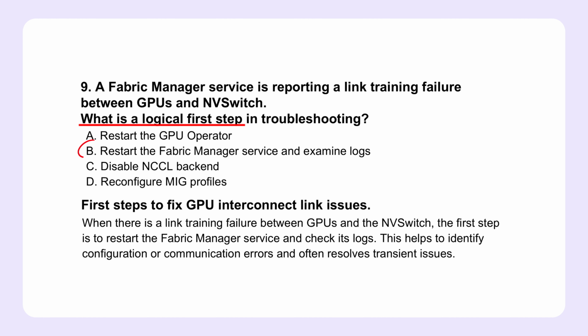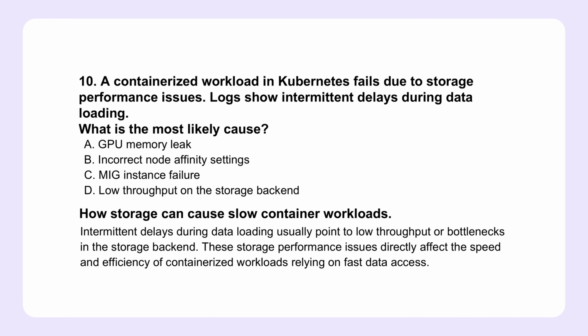They should provide specific error messages or clues about why the link failed to train. Is it a configuration issue? A problem with a specific GPU or cable? The logs are your starting point for diagnosing that low-level communication problem. Always check the logs. Okay, final scenario.